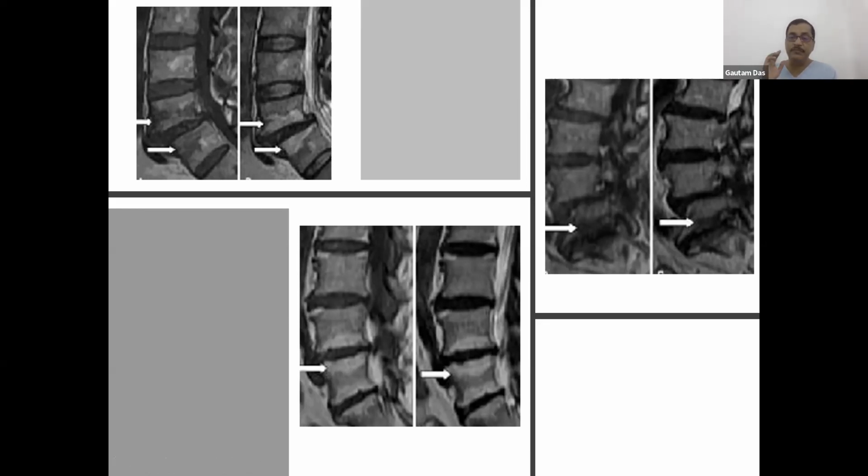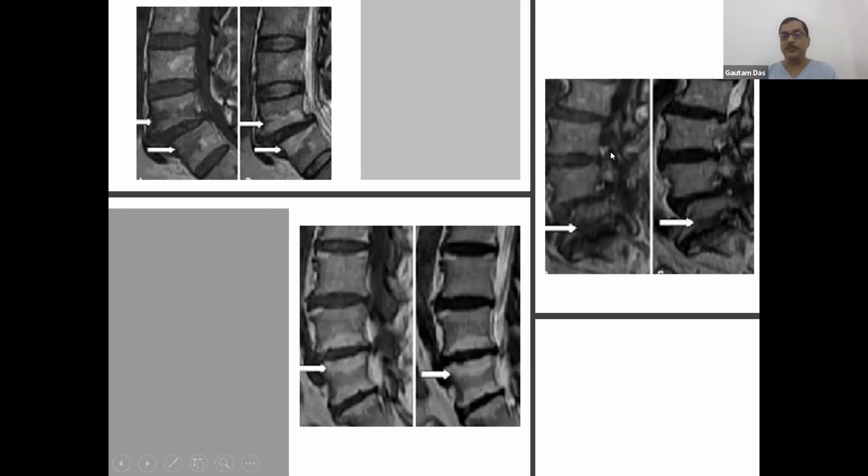That means if end plate changes are looking white in both T1 and T2, then it is Modic type 2. And this is because of the fatty infiltration. And this is harmless. This is not associated with any pain. Normally, some say that the type 1 basically converts into type 2 because of the fat infiltration.